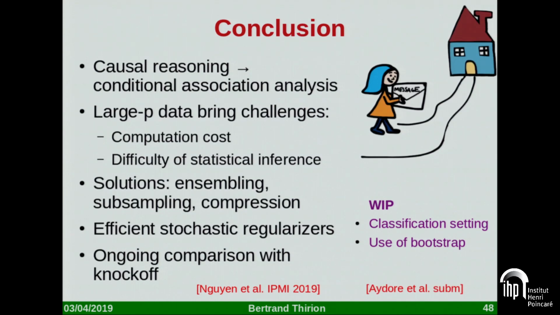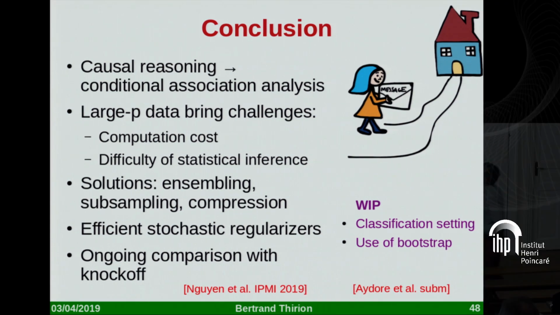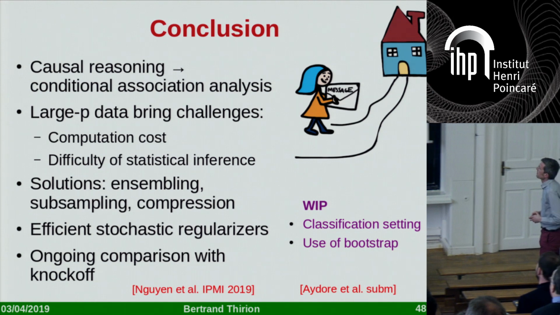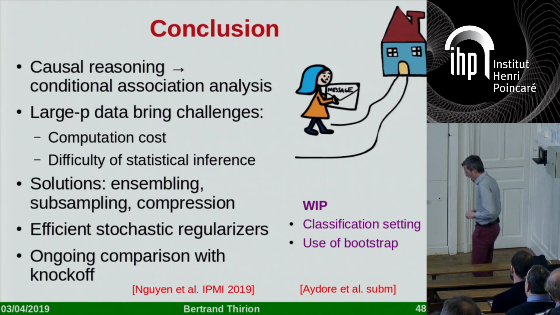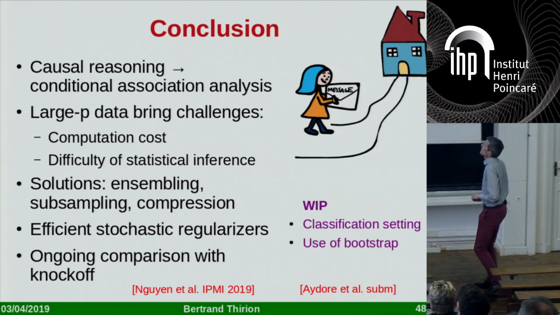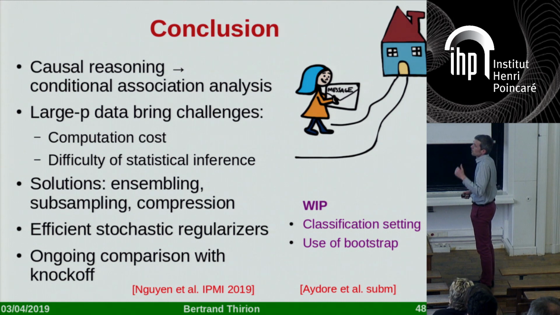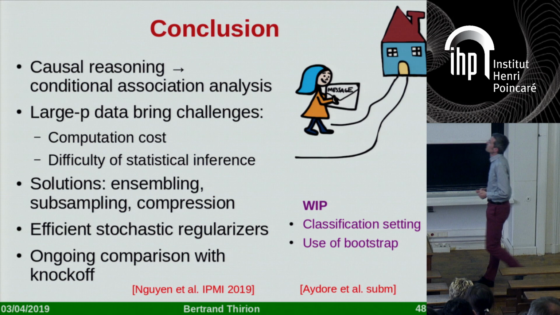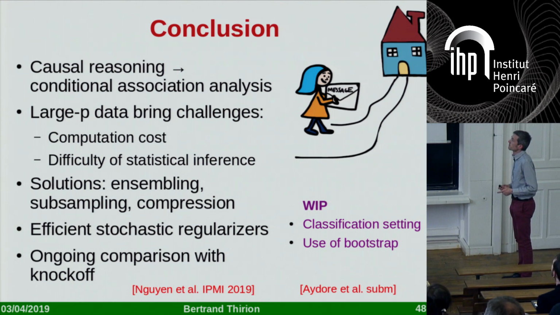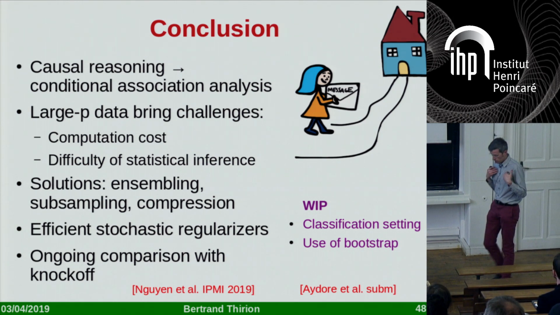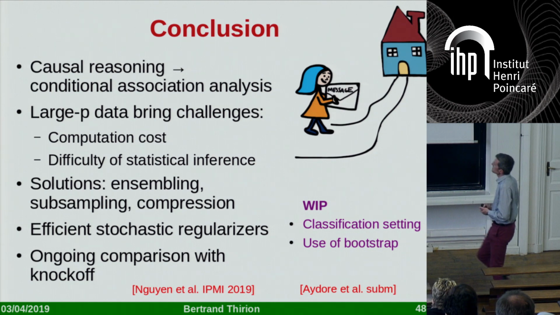Okay, so to summarize, in this presentation, I showed you that causal reasoning about the relationship between cognitive activities and brain activity involves some conditional association analysis. High dimensional, so large P data bring important challenges. One is computation cost, and you should never neglect that. And the second one is the difficulty of statistical inference, what I called conditional association analysis.